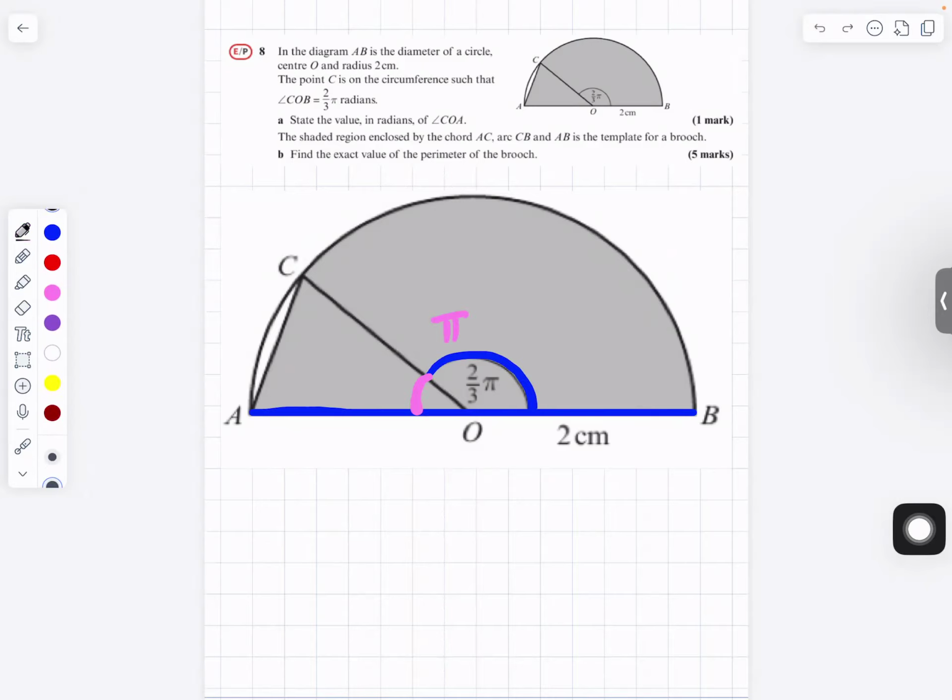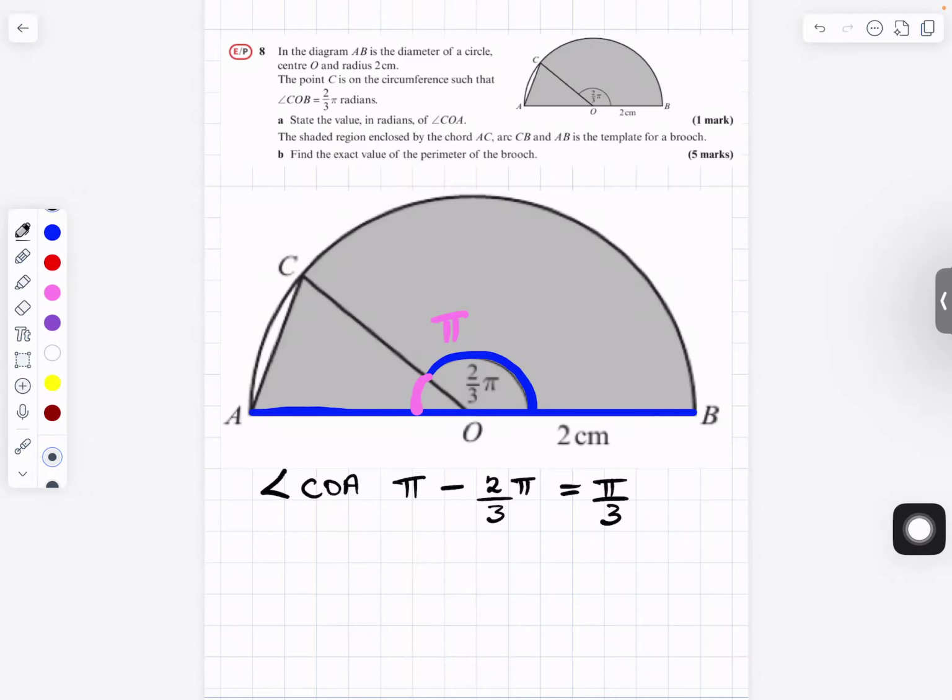which is angle COA, they use that symbol, angle COA. The symbol is like the symbol for an angle, or you can just write COA. So O is the middle one, and that angle is there. So it'll be pi, 180 degrees, which is pi minus 2 over 3 pi. And that gives you pi over 3.